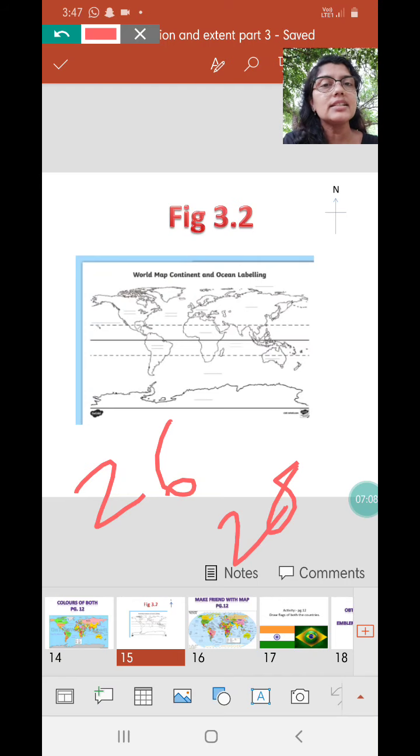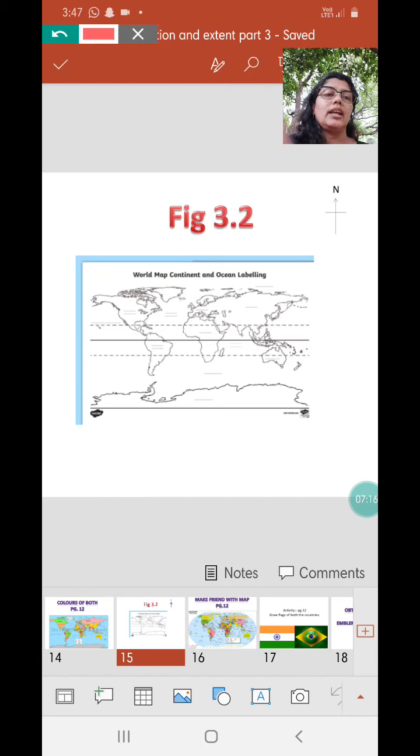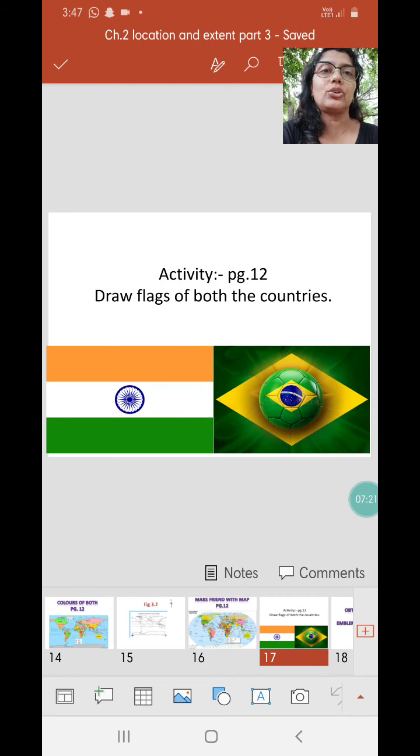So India has 8 union territories but 28 states. The next question is, draw the flags for both these countries in your notebook. I had told you that geography also includes art. So those who love drawing and coloring, this is a golden opportunity for you. You can draw the maps of both the countries, India and Brazil.